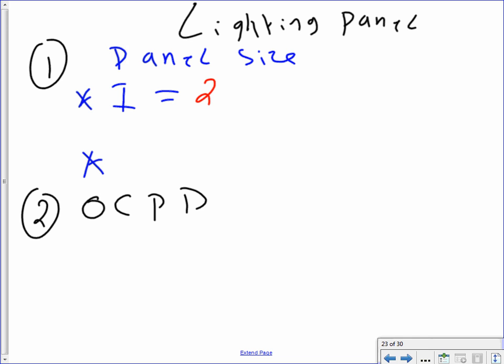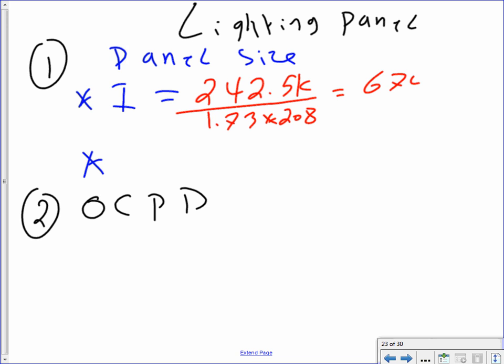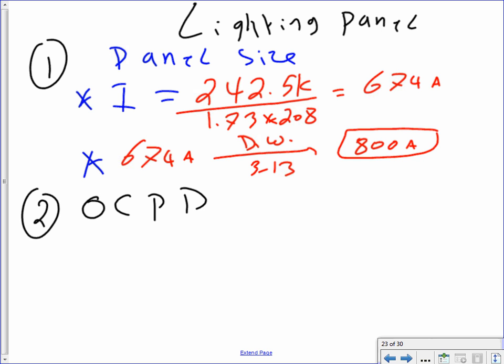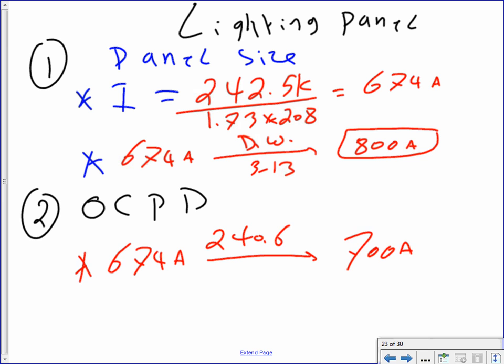The load for the lighting panel was 242.5 kVA. The same voltage, 1.73 times 208. That will get you 674 amps. You take your 674 amps, take it to table 3-13. That will get you an 800 amp. My panel is 800 amp. Then the overcurrent protection device, guys, you take the 674 amps. Now we're going to take it to 240.6, and that will get us a 700 amp.